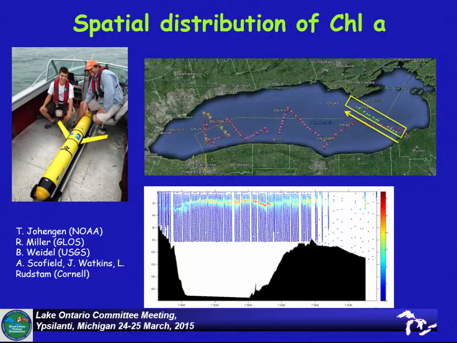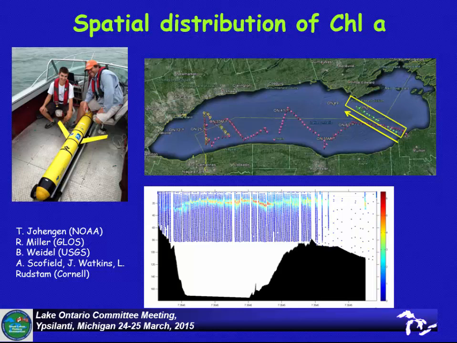That was investigated in 2013 using a variety of systems. This is showing a glider that was used, a partnership between NOAA and GLOS and the USGS and some people at Cornell. And basically this is an autonomous submarine that cruised around out in Lake Ontario, following this track, bobbing around, and it was basically recording a whole variety of parameters out there. And this is basically a graph showing the density of peak chlorophyll occurring again at a depth corresponding here to about 20 meters as you look down into the water column.